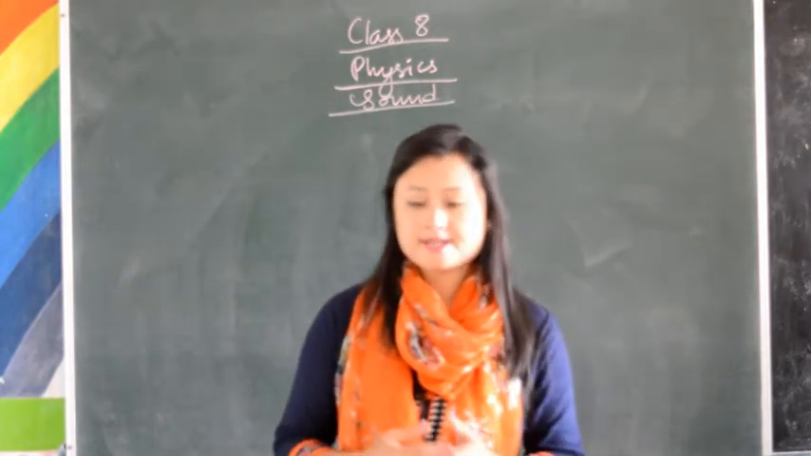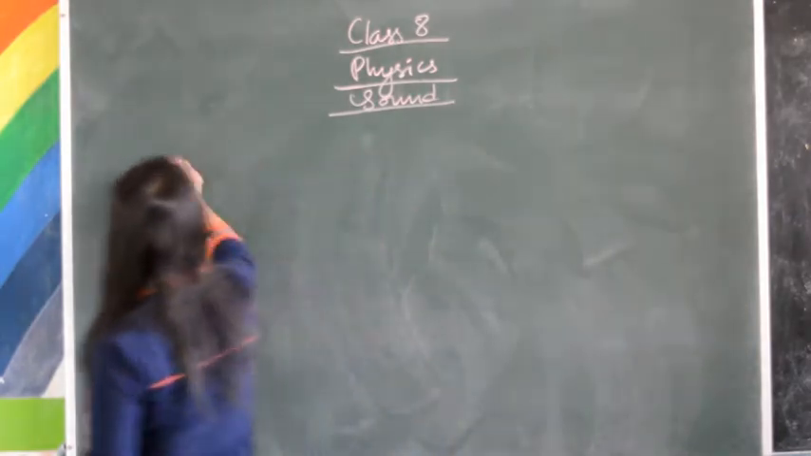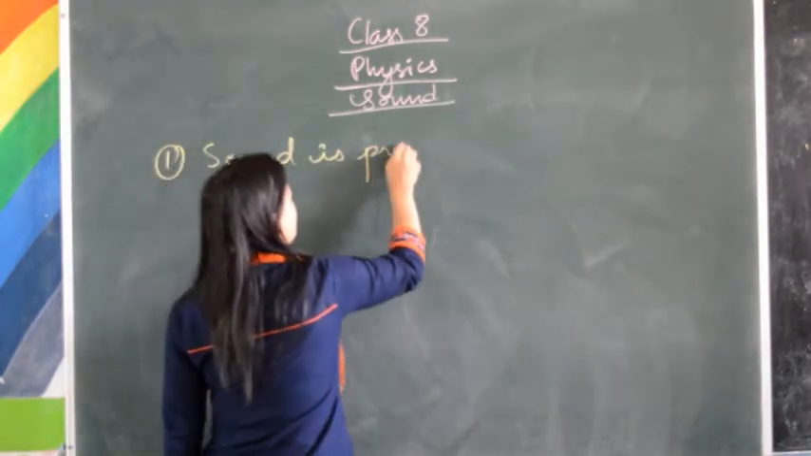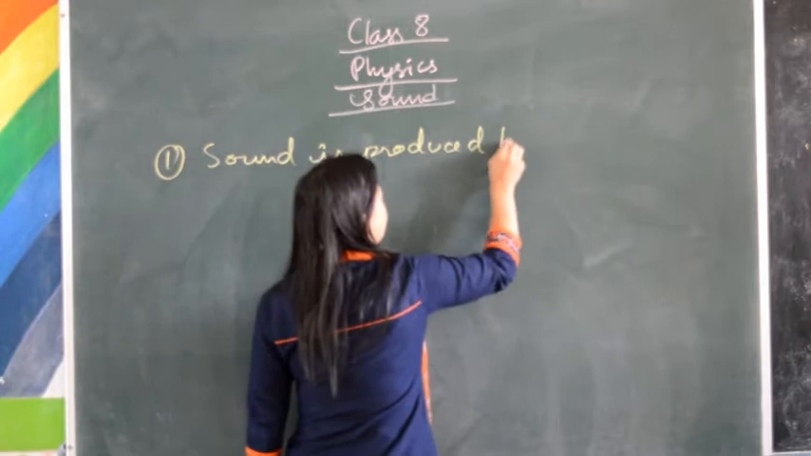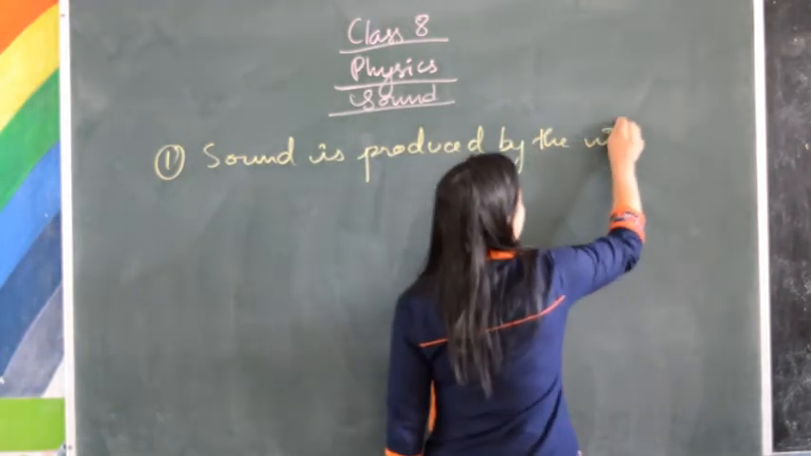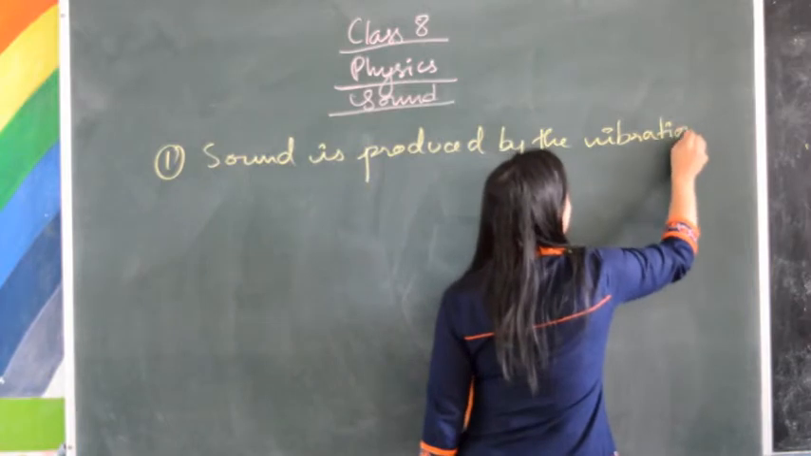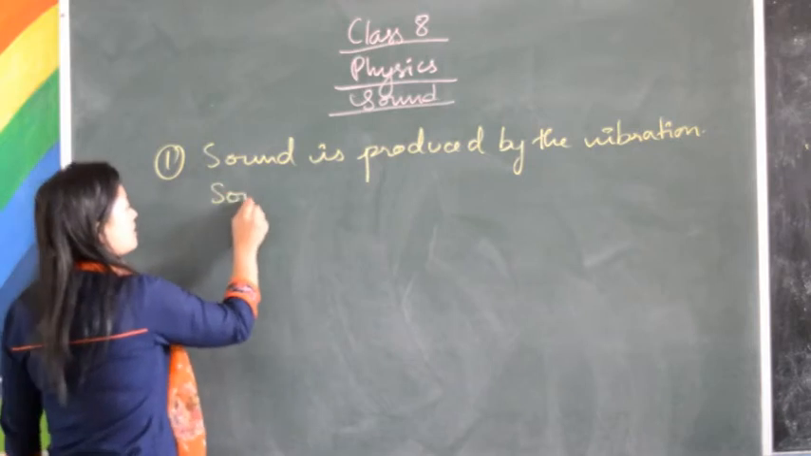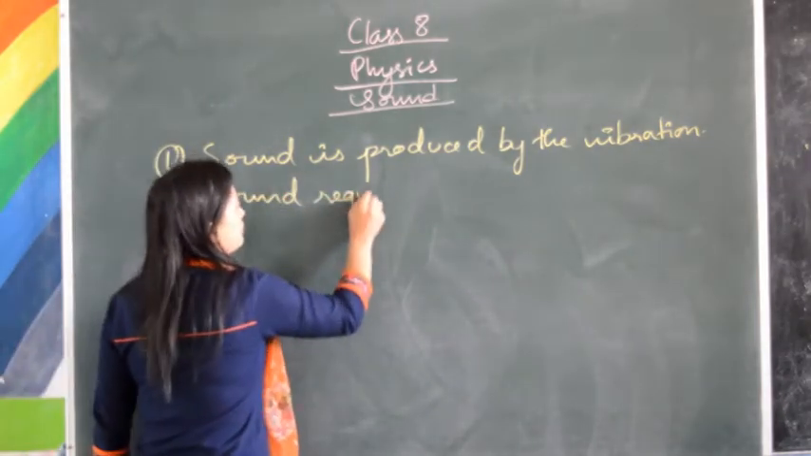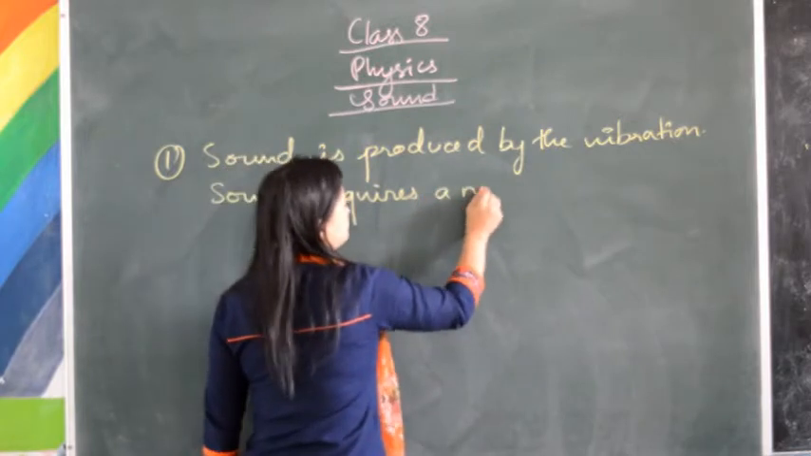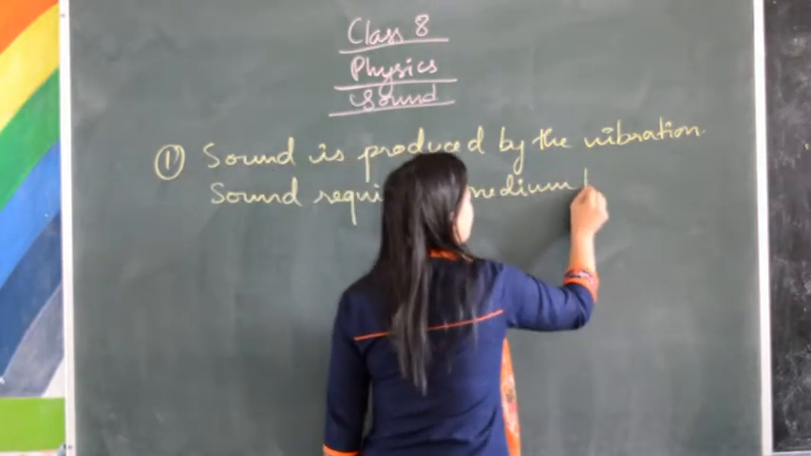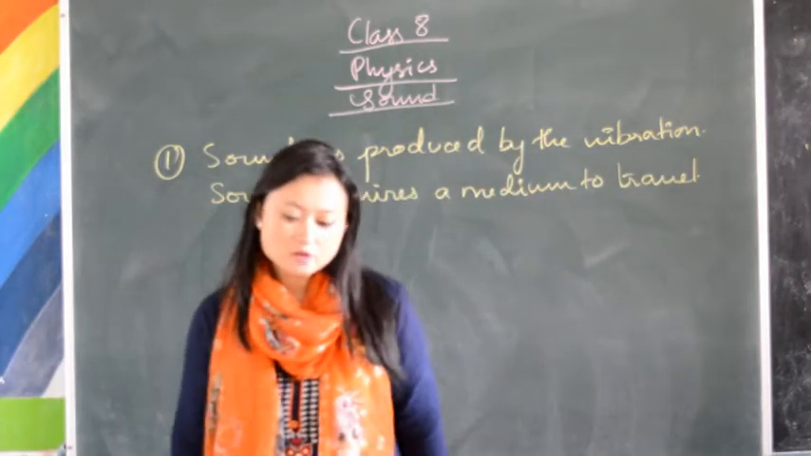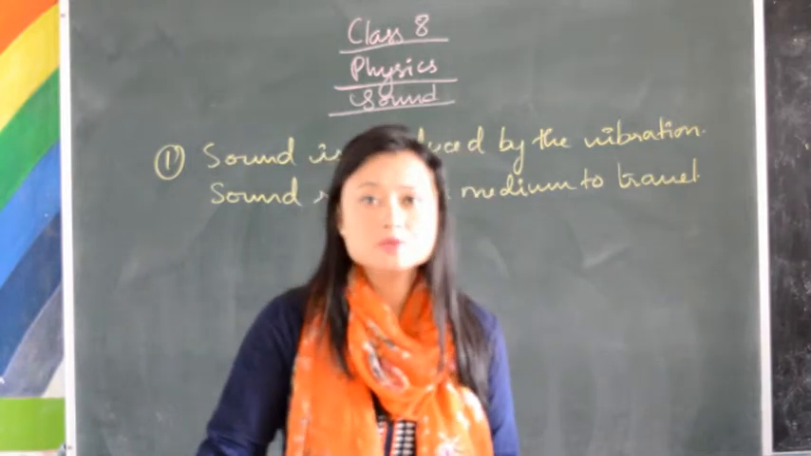The first one was, how is sound produced? Sound is produced by the vibration of particles. Now, second important thing: sound requires a medium to travel. Sound cannot be heard in vacuum. Sound requires a medium to travel.